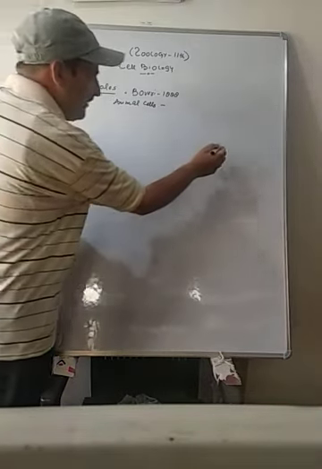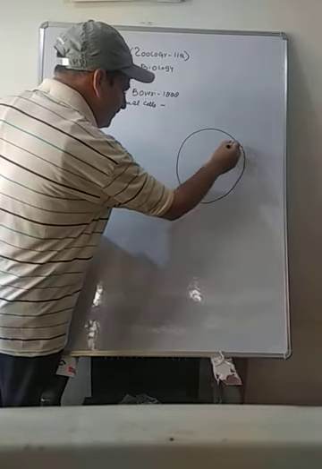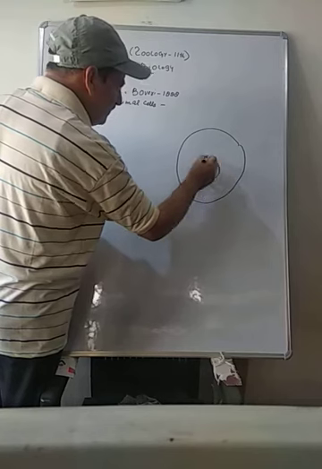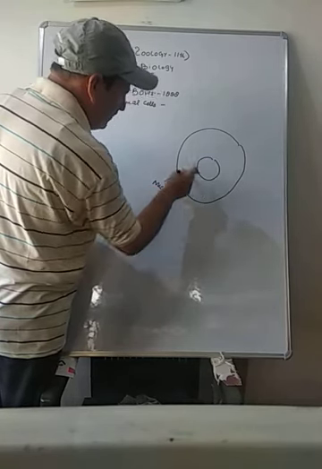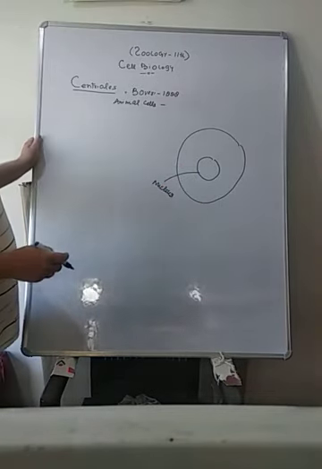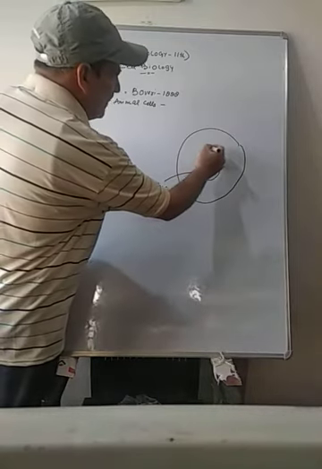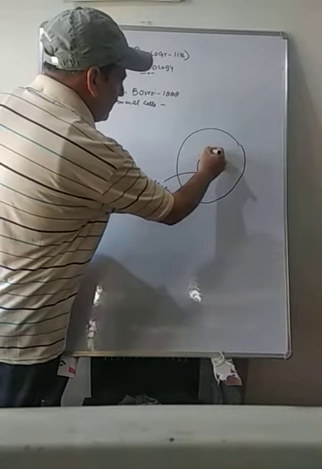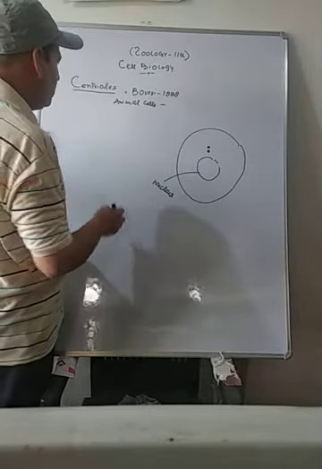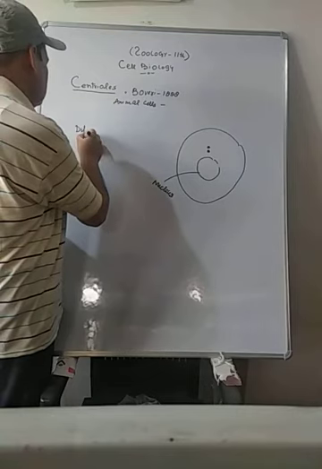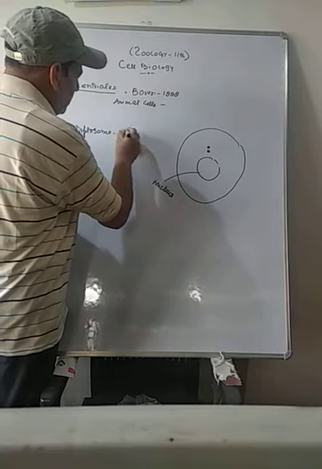Usually, if we take a cell, let this be an animal cell. This is the nucleus, and this is cytoplasm. In the cytoplasm, we will see two centrioles. A pair of centrioles is there, just like this, at right angles to each other. A pair of centrioles is called diplosome. Diplosome, a pair of centrioles.